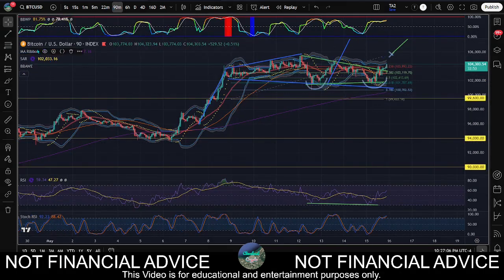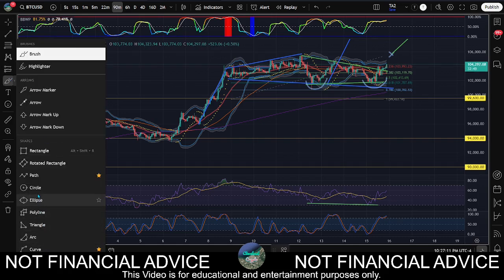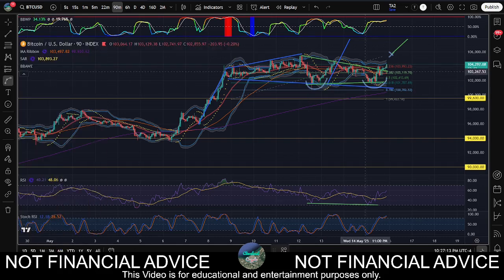Here's where I go back and I talk about the cup and handle here. There's a cup and handle on the 90-minute chart as well that I forgot to mention. There's the cup. There's the handle. Turn that white. Match the cup.